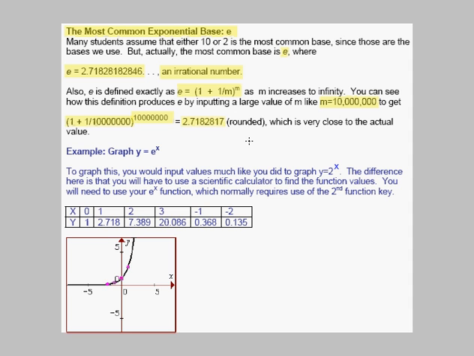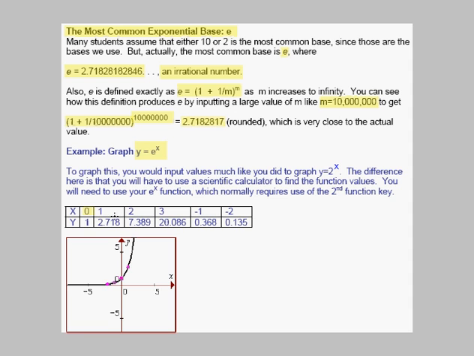You can get as close to the exact value as you want by picking as big a number as you want. But your scientific calculator will have the exact value of e out to about 20 decimal places, so don't worry about that. We're going to look at the graph of e, y equals e to the x. And to graph this, we graph it much like we graphed y equals 2 to the x. We just pick x values and then figure out the y values.